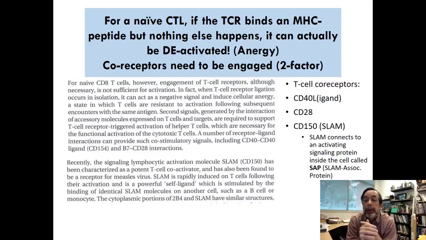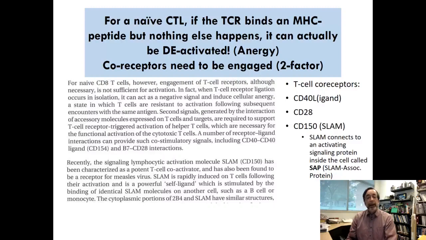This is really important because if you have this internal protein that works to activate T cells, then you also will often see it in NK cells. And it turns out that actually, yes, you can sometimes see it in NK cells. It's particularly connected to this receptor in T cells, but the important thing is that SAP is an activating intracellular protein. So the SLAM molecule, the SLAM receptor that activates SAP inside the cell, on the outside of the cell, SLAM is rapidly induced following their activation, and is stimulated by the binding of identical SLAM molecules on another cell, such as a B cell or a monocyte.